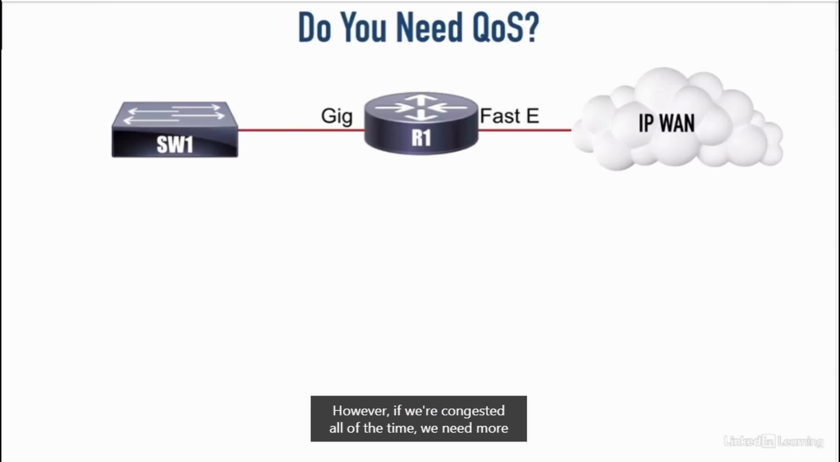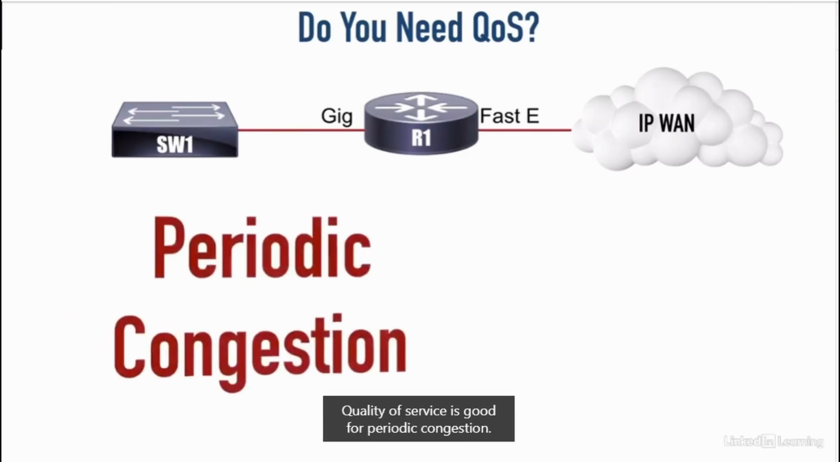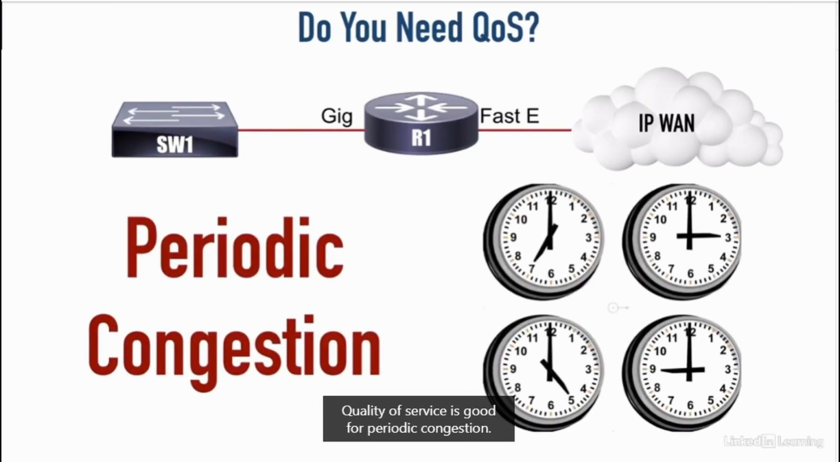However, if we're congested all of the time, we need more bandwidth. Quality of service is good for periodic congestion. Maybe there are specific times of the day when we're congested. Maybe everybody is coming in at 8 a.m. and they're firing up their computers and they're synchronizing their Dropbox accounts and there's a lot of network traffic, or maybe overnight we're doing a network backup. That might cause some congestion. If we just have those periodic times of congestion, yeah, quality of service might help us out. But if we're congested all the time, we need more bandwidth.